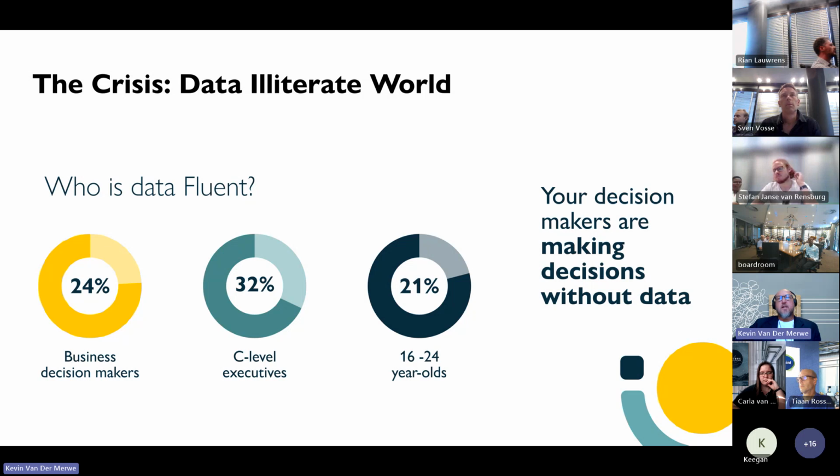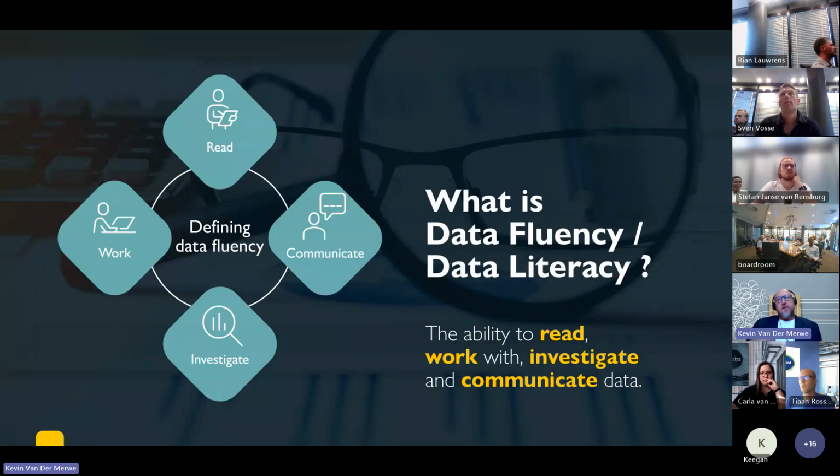With that gap, what percentage of people can we actually address to make better decisions from the data? It's a huge opportunity. So what is that particular skill set? Just so we're playing off the same wicket, this is the formal definition: the ability to read, work with, analyze or investigate, and communicate with data.